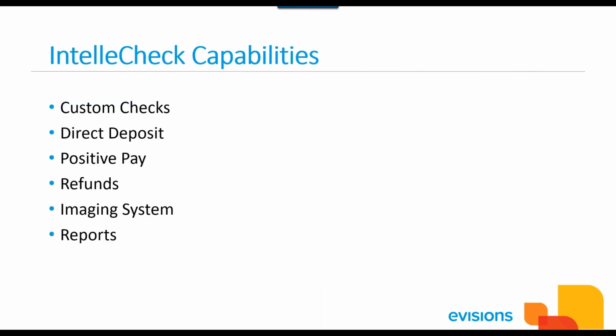IntelleCheck is a web-enabled tool that allows an end user to access IntelleCheck with a web browser. Through IntelleCheck, we can print custom checks, print and email direct deposit devices, create PositivePay files, process electronic refunds through BankMobile, send copies of these documents to a third-party imaging system, and create reports to investigate the status of your checking system.